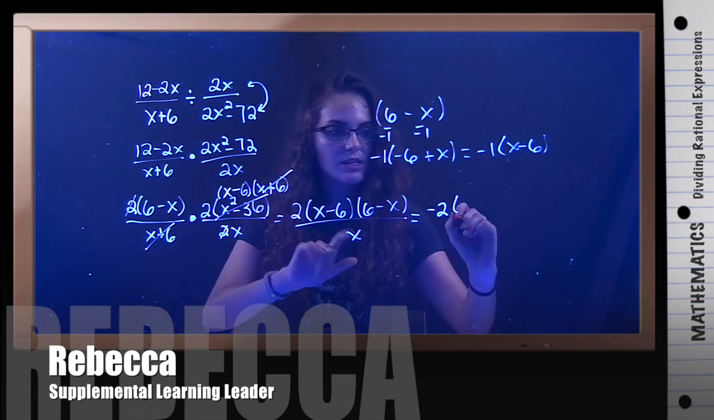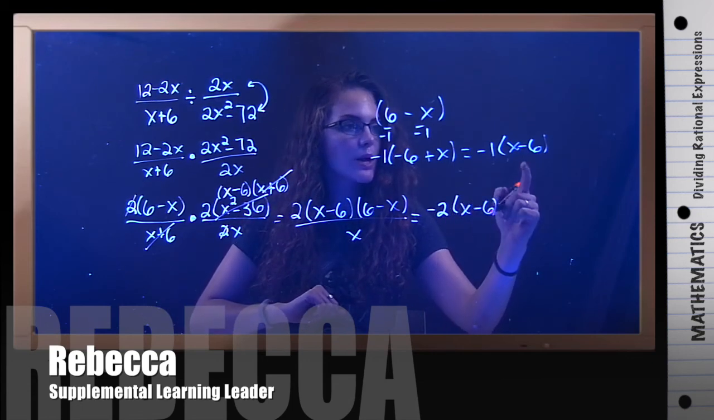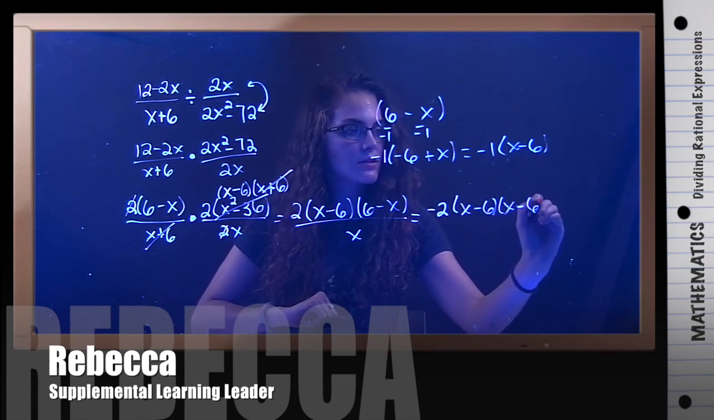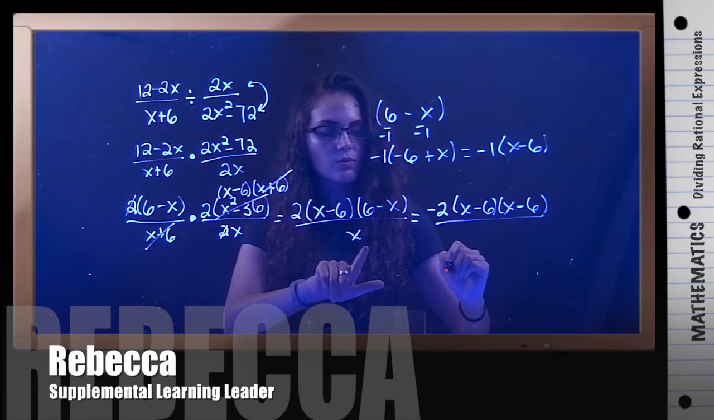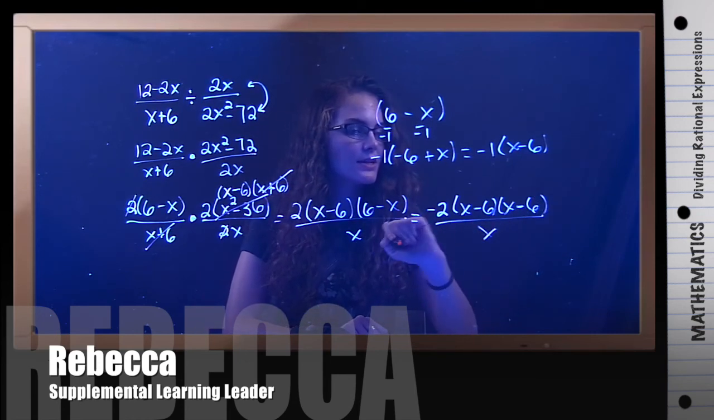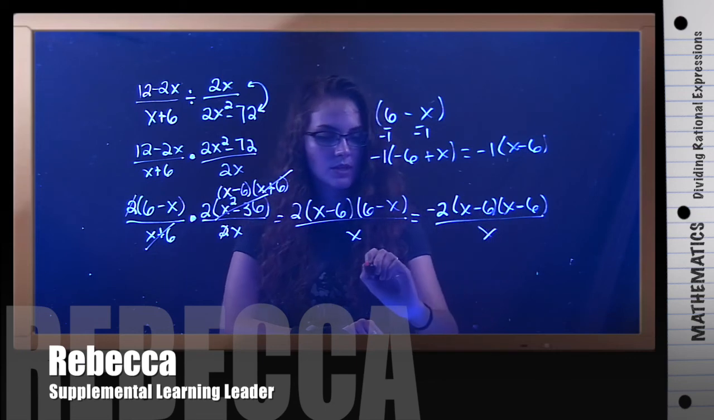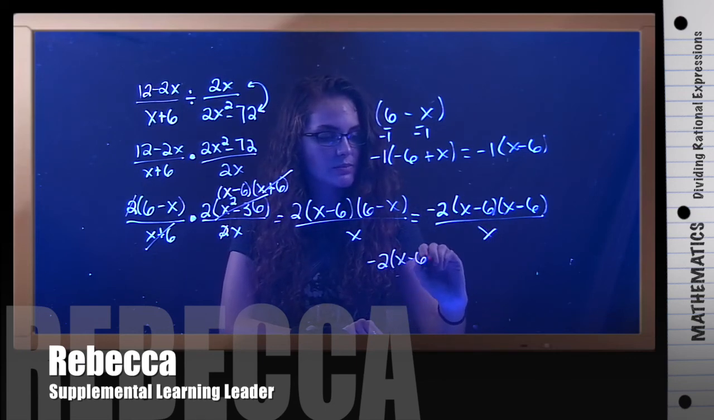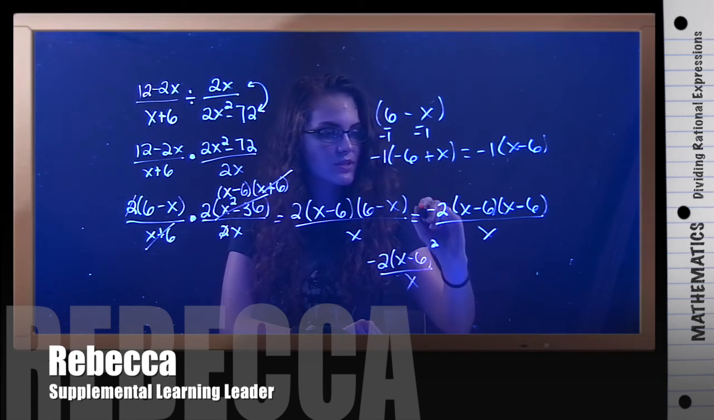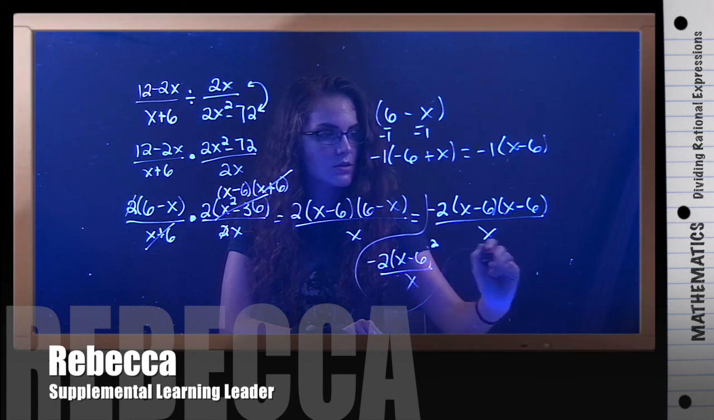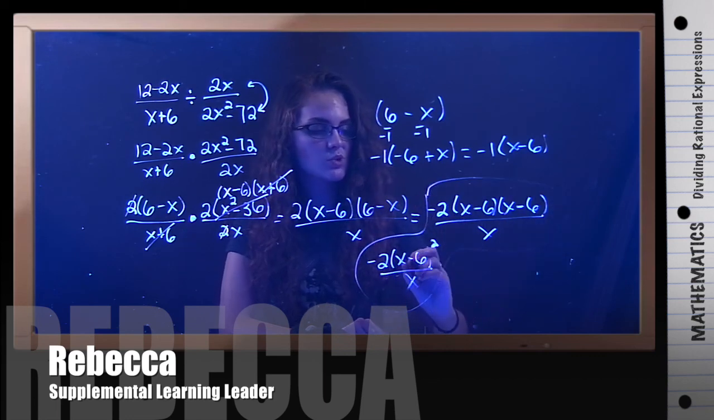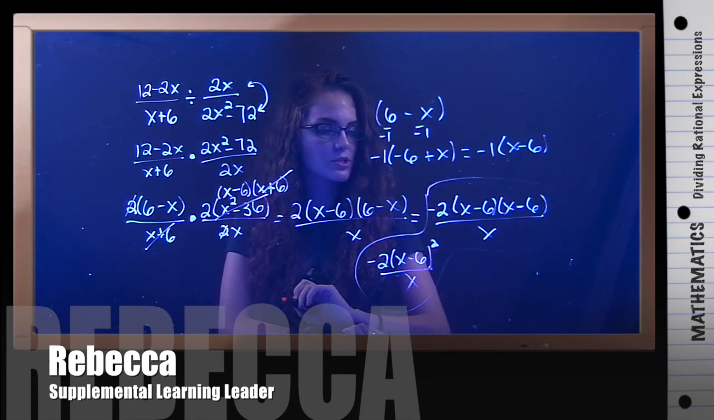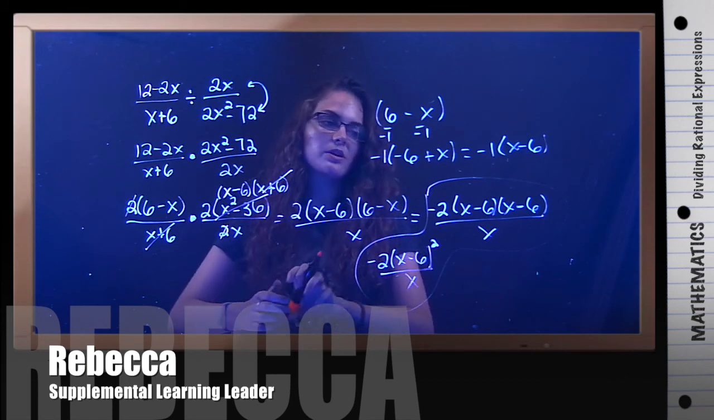And we still have this x minus 6, and we have this x minus 6, over we have this x. Now see how these are the same? You can combine them by doing x minus 6 squared over x. Either one of these answers is correct, but this one just looks like a more simplified version. So that will be our final answer.